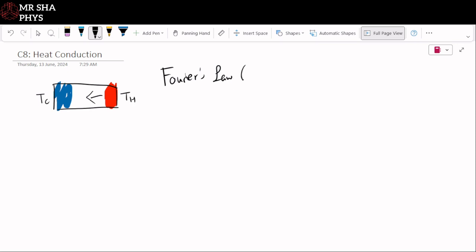So, Fourier's law specifically in one dimension. In your syllabus, you talk about one dimension. You don't really talk about two or three dimensions. You only talk about one dimension. So let's look at what Fourier's law says.